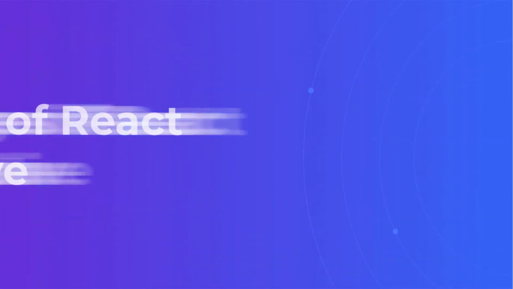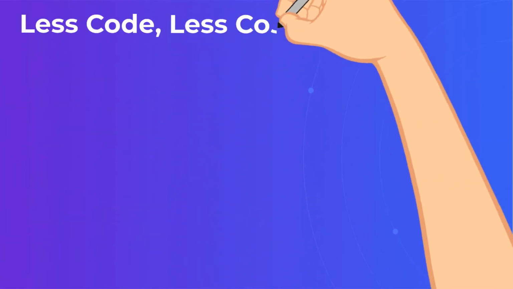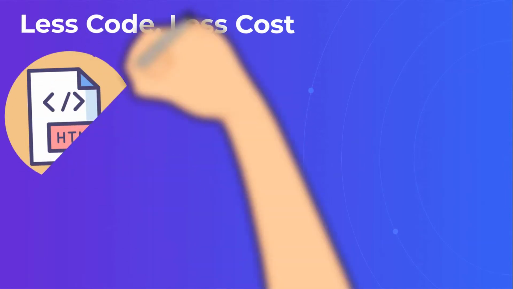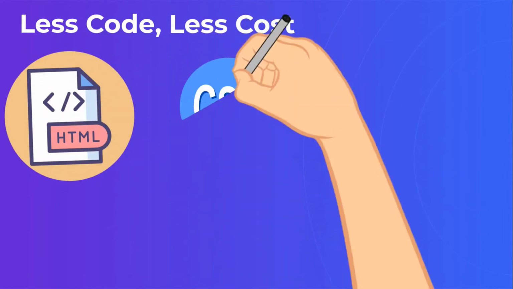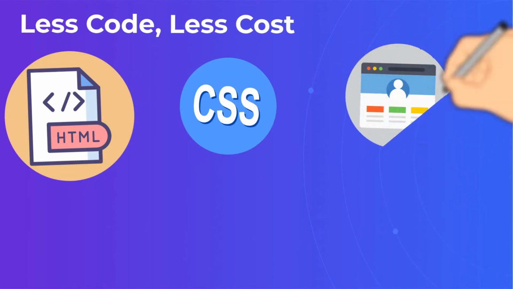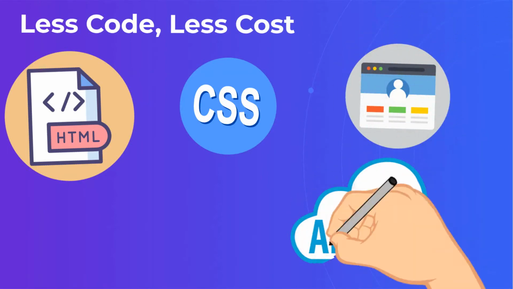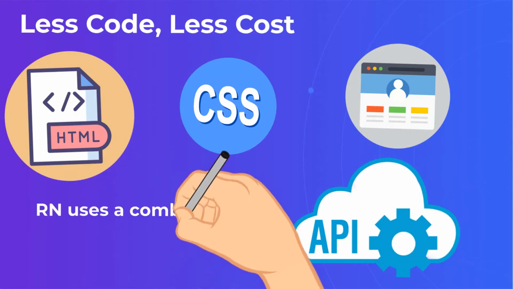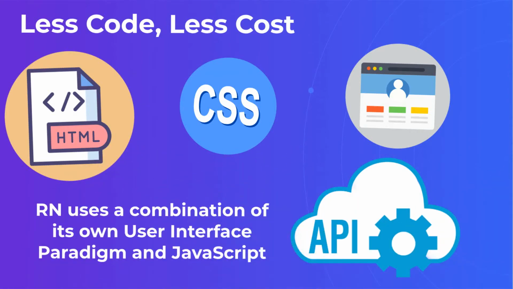Advantages of React Native. Less code, less cost. React Native does not use HTML or CSS, instead messages from the JavaScript thread are used to manipulate native views. To put it plainly, RN uses a combination of its own user interface paradigm and JavaScript to interact with your existing native code and native APIs.